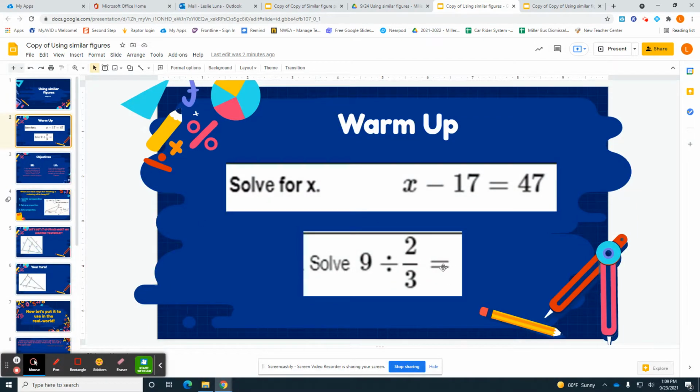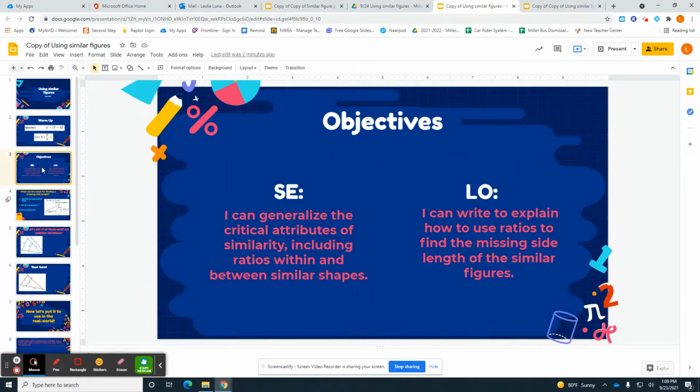You have space on your notes to solve your warm up. The first one says solve for x. So x minus 17 equals 47. So what number minus 17 is going to give you 47? And then you have to solve 9 divided by 2/3. Okay. So go ahead and pause your video so you can solve your warm-up. Once you're done with your warm-up, go ahead and resume the video.